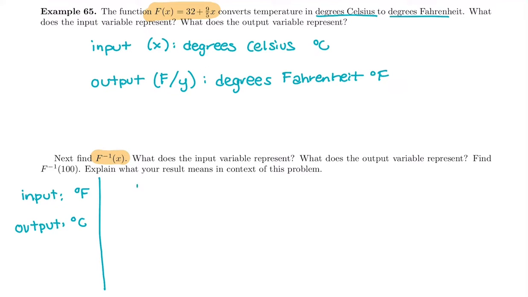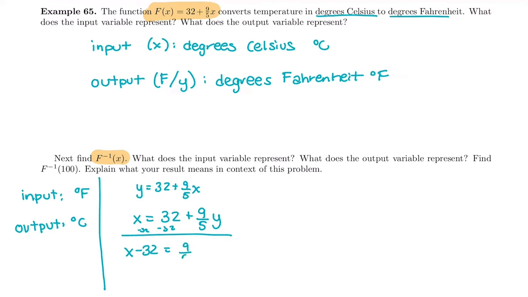So first step, I'm going to call it Y equals 32 plus 9/5 X. Then I'm going to switch the X and the Y so that I can solve for Y. So X equals 32 plus 9 over 5 times Y. I'm going to then subtract 32 from both sides. So I'm going to have X minus 32 equals 9/5 Y.